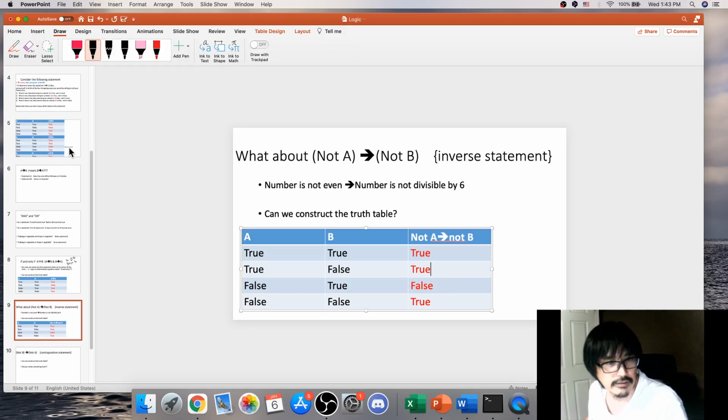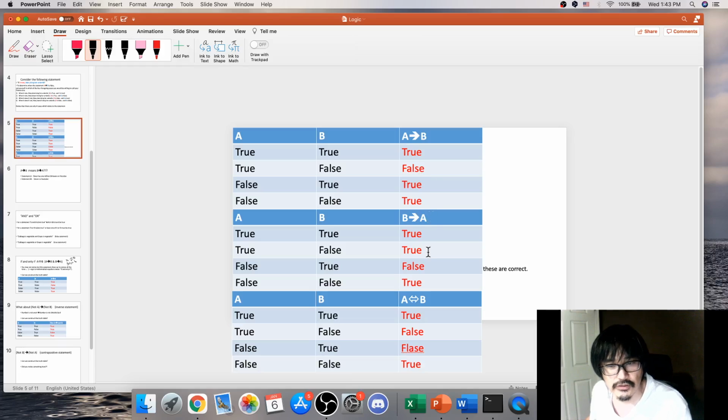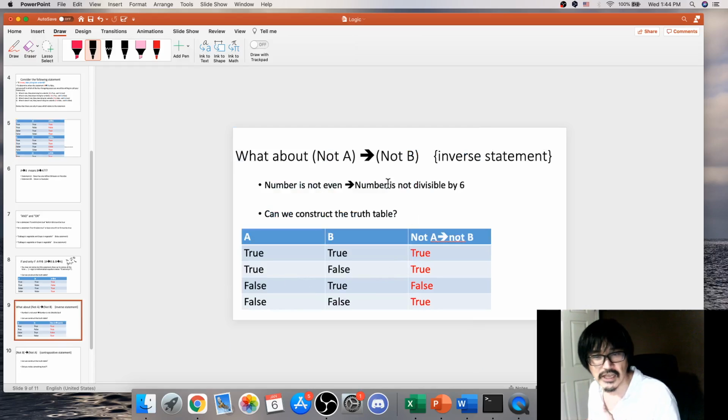Okay. So if I go back, I just need to remember this one: true, true, false, true. So for this particular case, it's the same as this one. So B implies A is actually equal to the statement of not A implies not B.